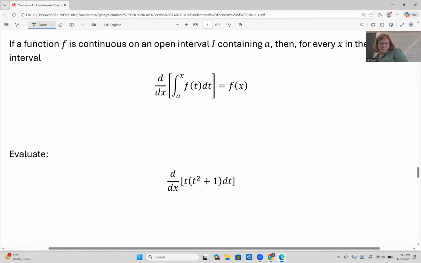This has a typo. There's supposed to be an integral here. So the derivative of the integral, I think it's supposed to be 0 to x, of t squared plus 1 dt. What do you think that becomes? x squared plus 1.